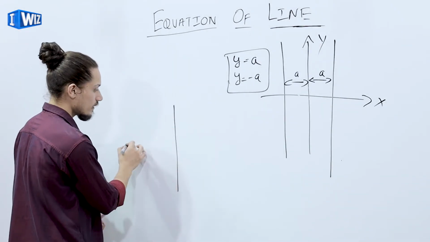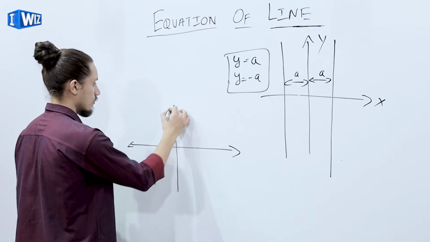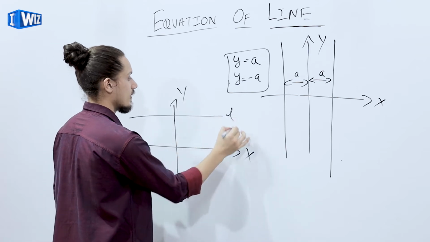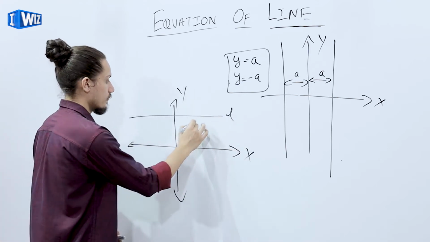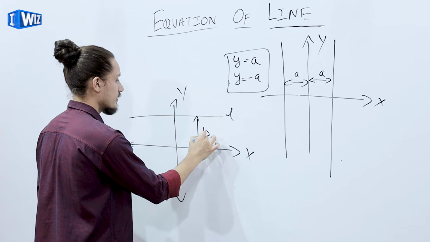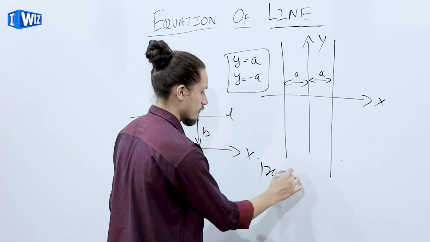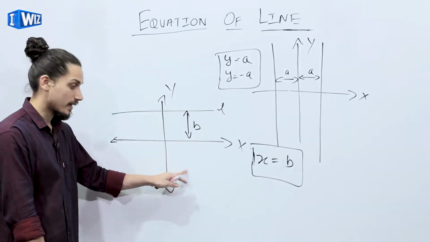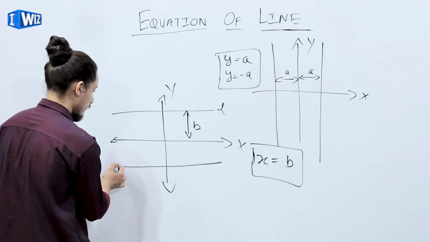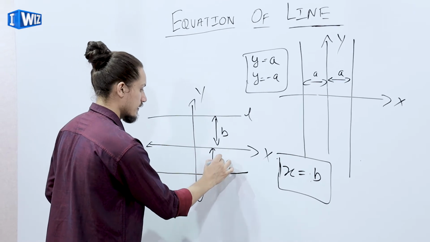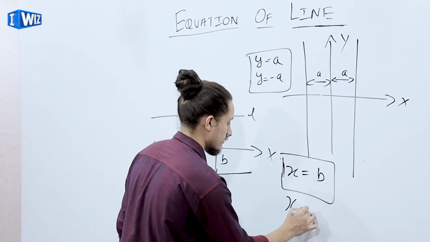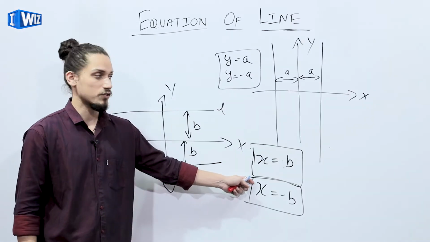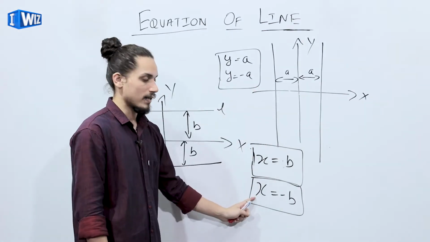Second is, if a line is parallel to x-axis. This is x-axis, this is y-axis, this is line L which is parallel to x-axis. If its distance is b from x-axis, its equation will become x is equal to b. If it lies on the negative side of x-axis, say its distance is b, its equation will become x is equal to minus b. These are the equations of line which are parallel to y-axis and parallel to x-axis.